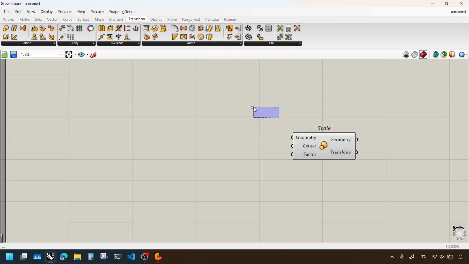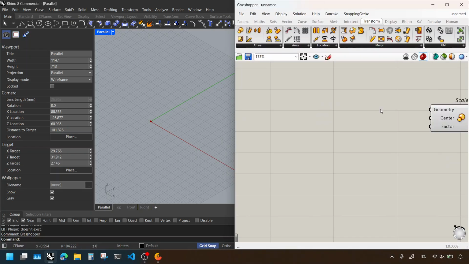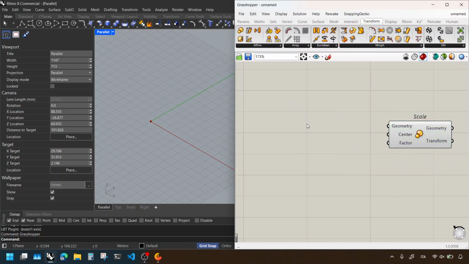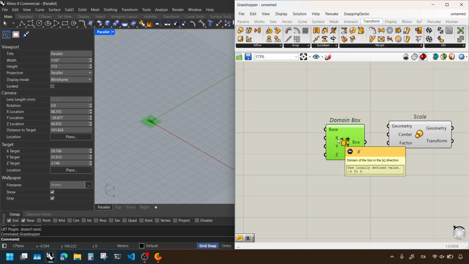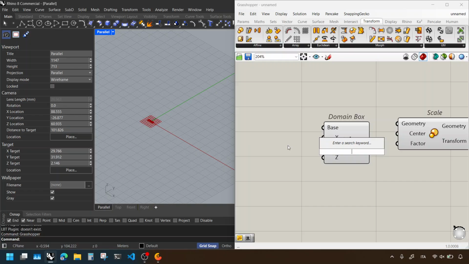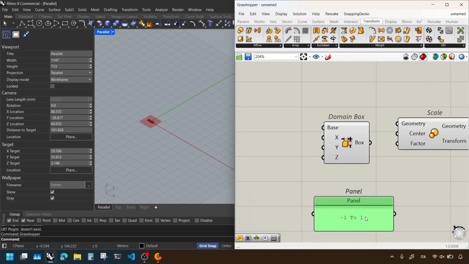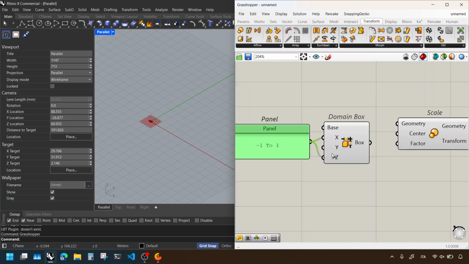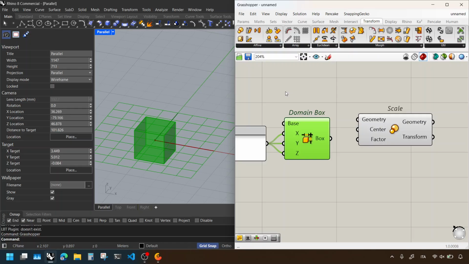Okay, so let's use the scale component, and before we can do that, let's draw something we want to scale, otherwise you can't see the result. So we will just draw a box. We'll do a domain box right here, and let's define the domain. The domain is really from where it starts to where it goes, the same as you do in math. So let's do -1 to 1 in all three directions. Okay, so we have a box centered in the origin, right? And we'll use this to move it around.